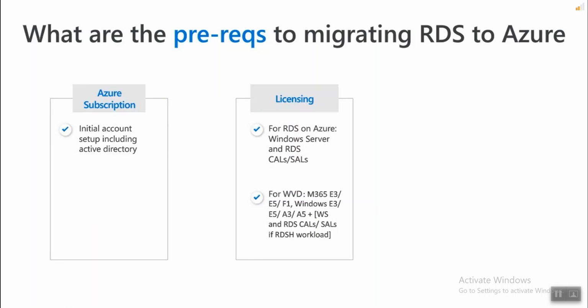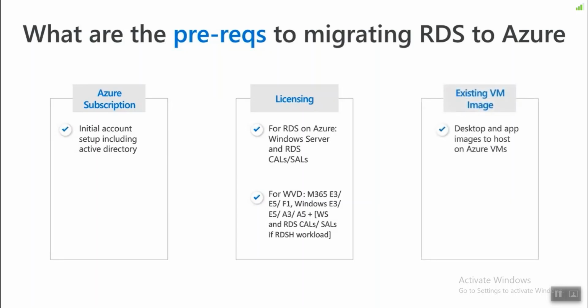And then lastly, I'm specifically calling out the VM image because this is going to be the set of applications and the resources that you're trying to virtualize. Depending on whether you're doing a lift and shift kind of migration or you're going to do some kind of new set of apps that you want to virtualize, you will still need to have a golden image that you want to create VMs with. All right, so these are the prerequisites before you move to Azure.